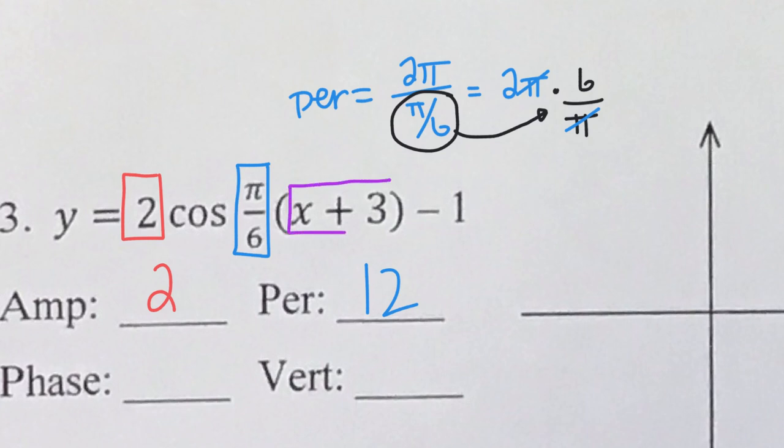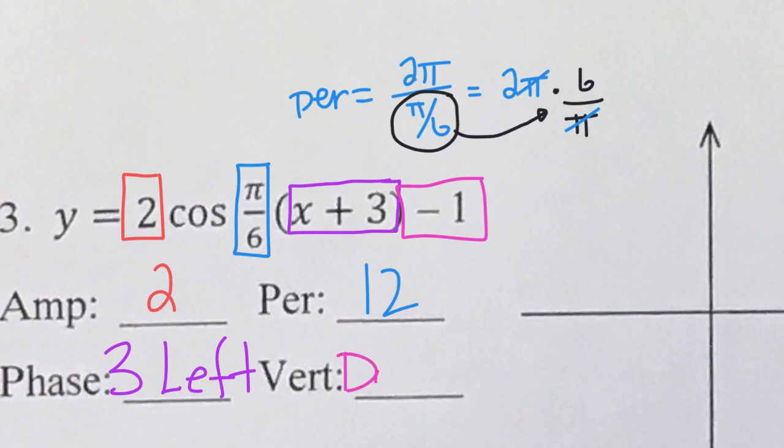Okay, our phase shift is 3 units in what direction? 3 units to the left. Okay, our phase shift is always opposite of our sign, so a plus goes left. And then the vertical shift, we actually have one, we're going to go down 1 unit.